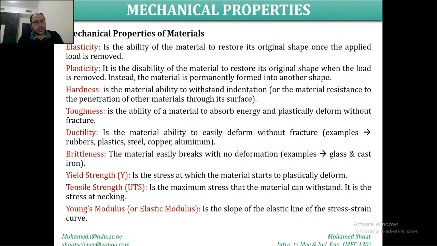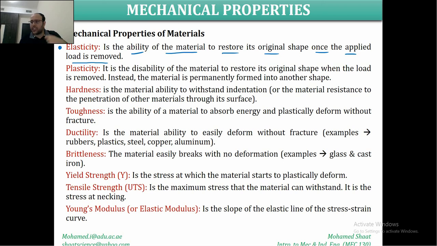These are some examples of the important mechanical material properties that we are going to use as a mechanical design engineer. One of them is elasticity; we should have an idea about the elastic behavior of the material. We said that elasticity is the ability of the material to restore its original shape once the applied load is removed. If the material can restore its original shape and dimensions once we remove the applied force, this indicates that the material has elasticity.